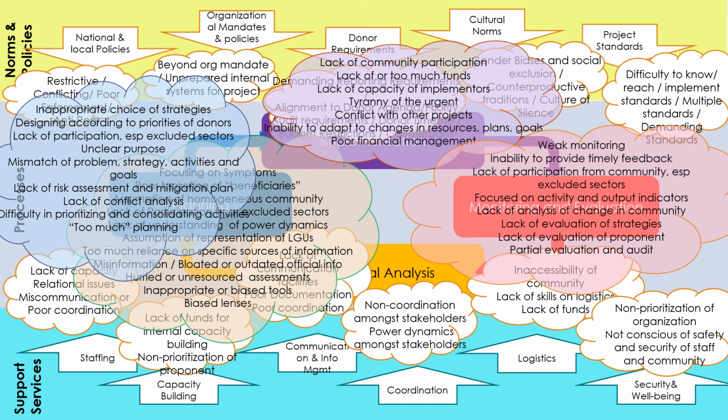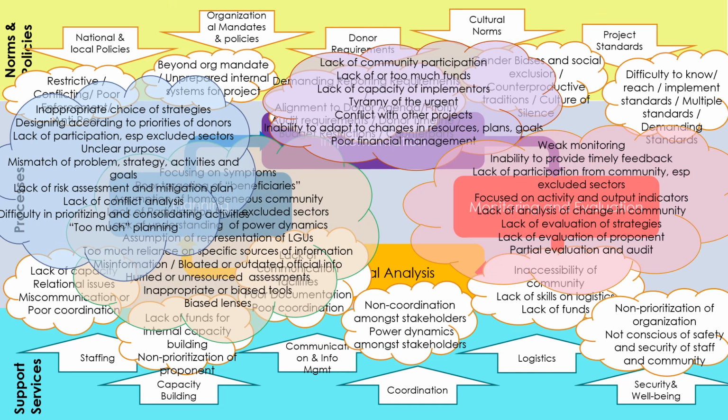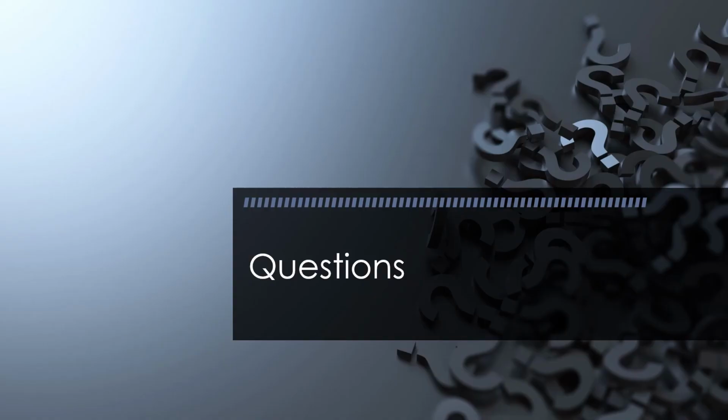The context, processes, and the future are volatile, uncertain, complex, and ambiguous. The problem is not that the project will fail. The real problem is if the project fails to develop relationships and abilities that will contribute to the desired social change. Always focus on your goal to promote well-being and transform power relationships. Even failures are sources of learning and building relationships. Any questions?